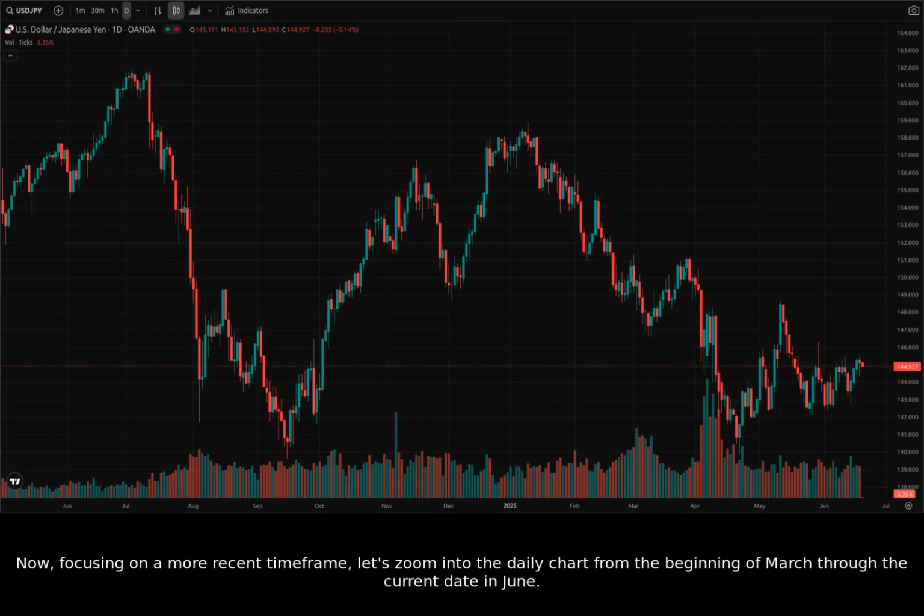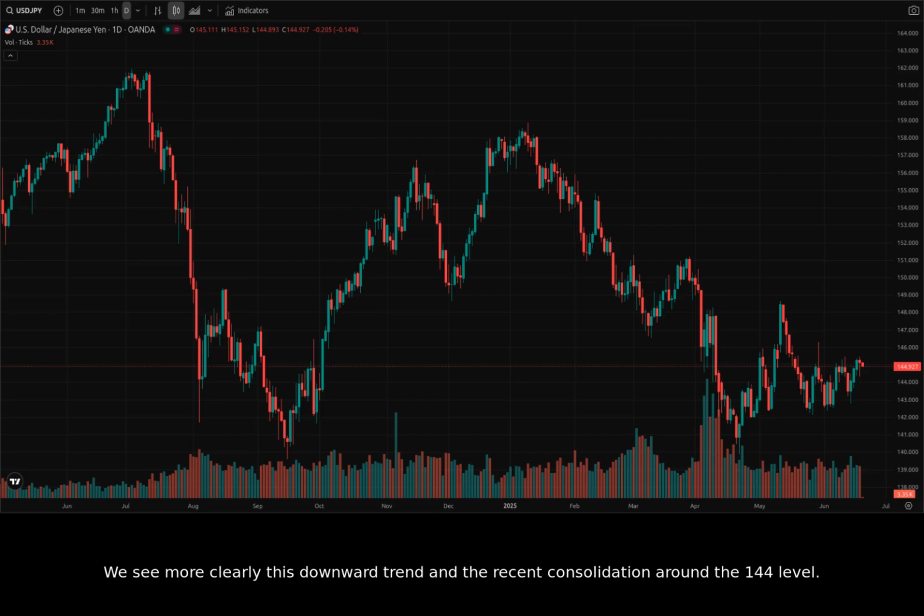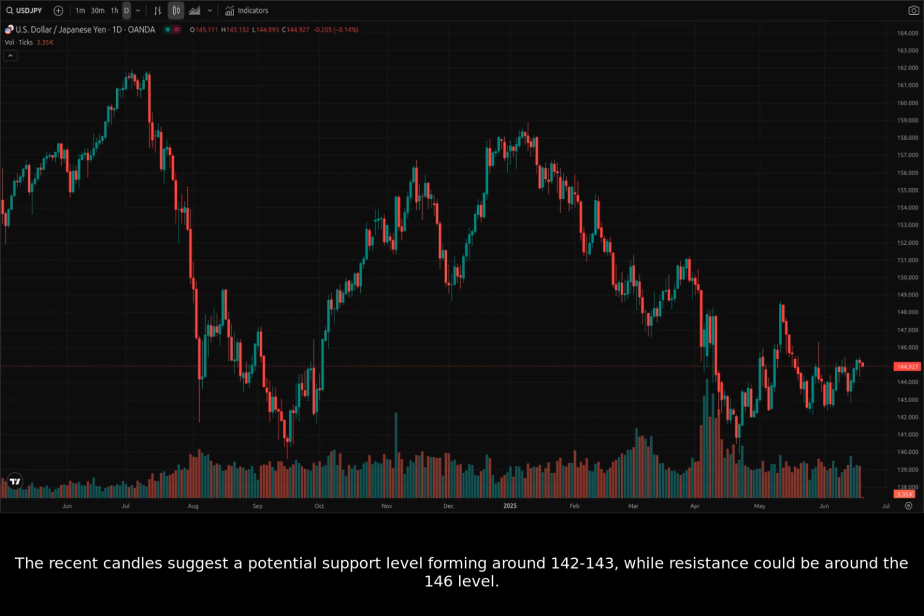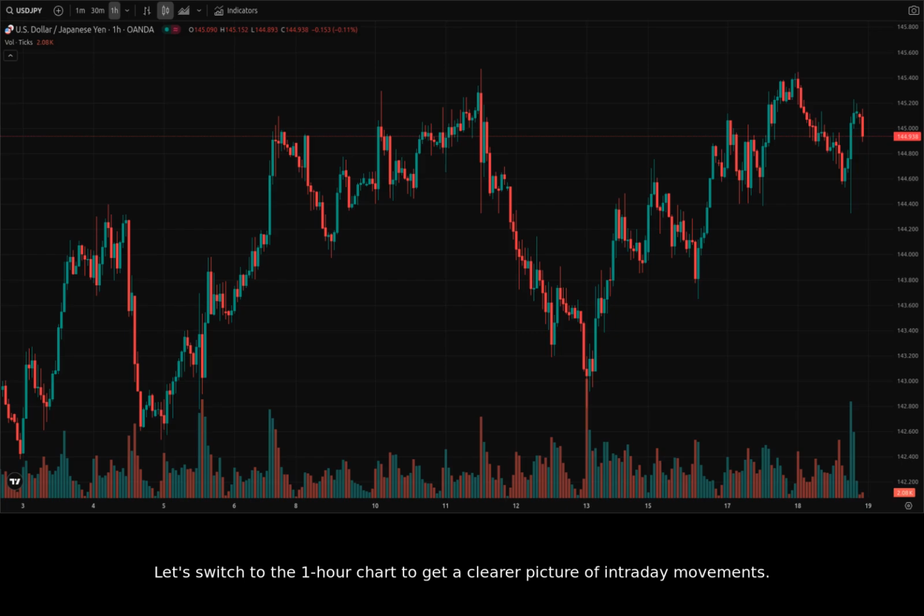Now, focusing on a more recent time frame, let's zoom into the daily chart from the beginning of March through the current date in June. We see more clearly this downward trend and the recent consolidation around the 144 level. The recent candles suggest a potential support level forming around 142 to 143, while resistance could be around the 146 level. Let's switch to the 1-hour chart to get a clearer picture of intraday movements.